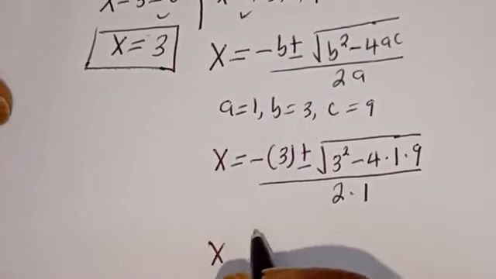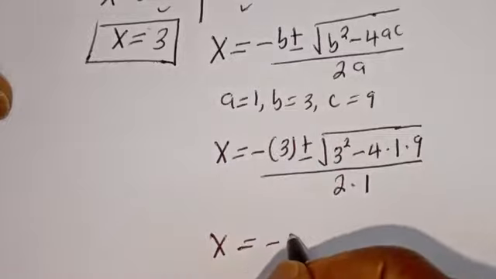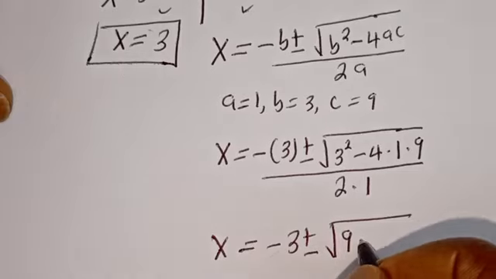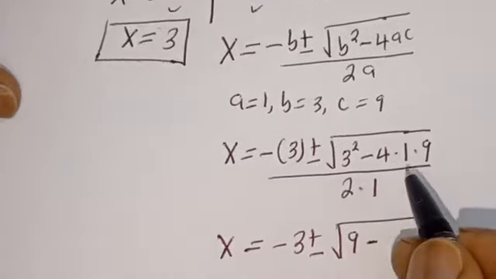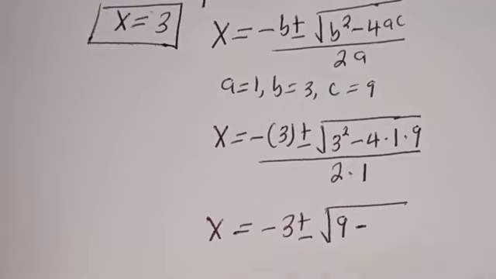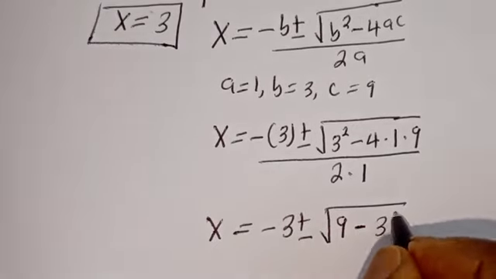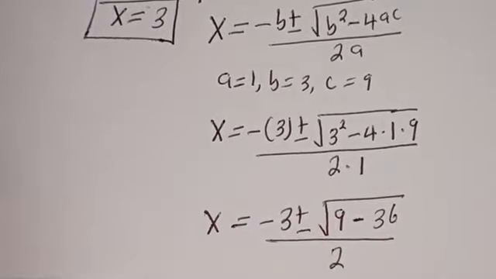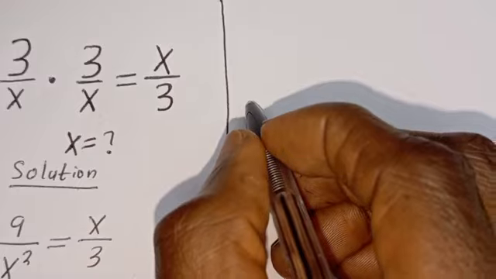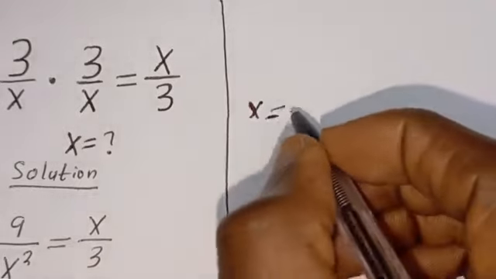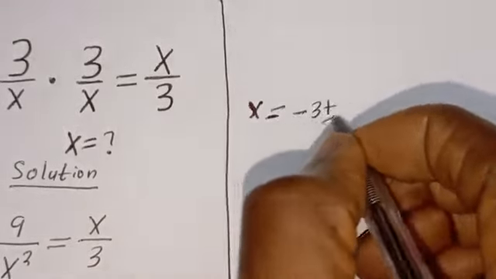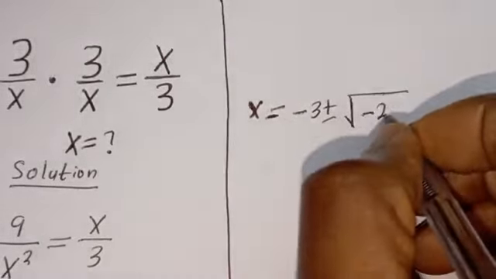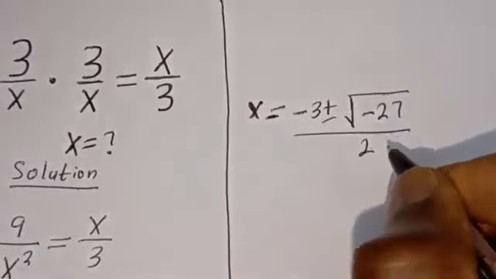Then s is equal to minus 3 plus or minus square root of 3 square, that is 9, minus 4 multiplied by 1 multiplied by 9, that is 36 divided by 2 multiplied by 1, 2. Then s is equal to, we have minus 3 plus or minus square root of 9 minus 36, that is minus 27 divided by 2.